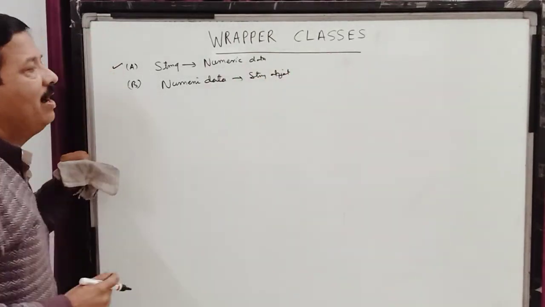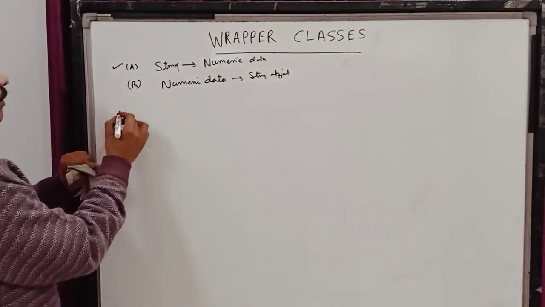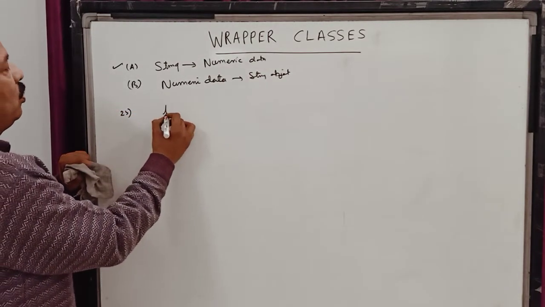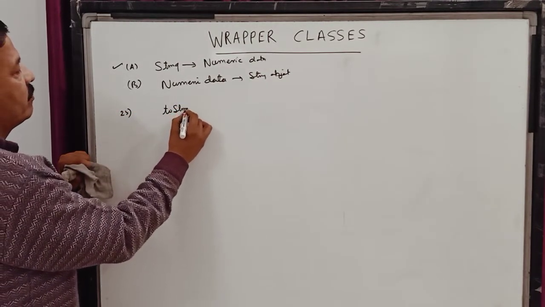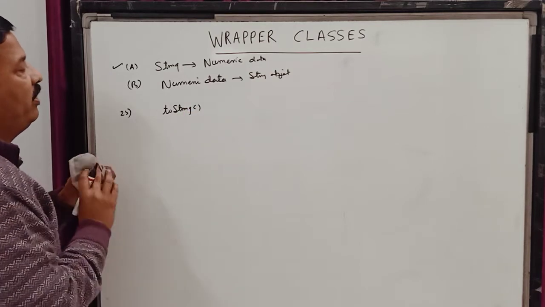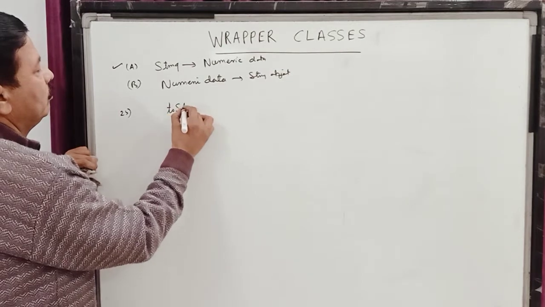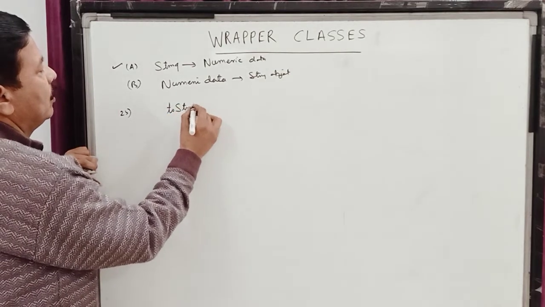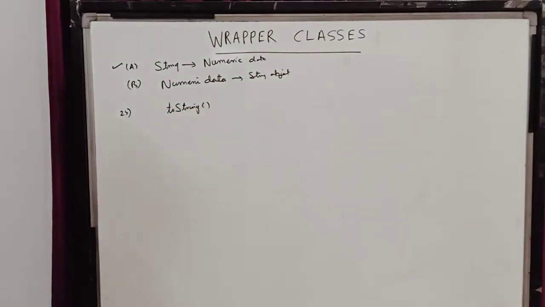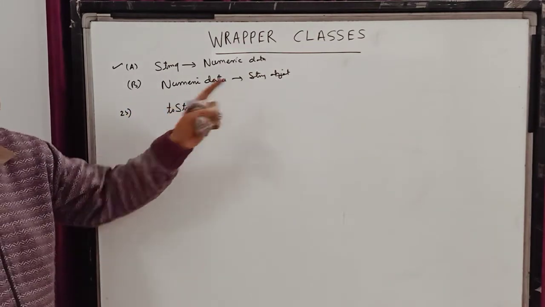So how can we convert a numeric data to string object? The function which is there is toString. So this is the function. toString is the function which is converting my numeric data into string object.